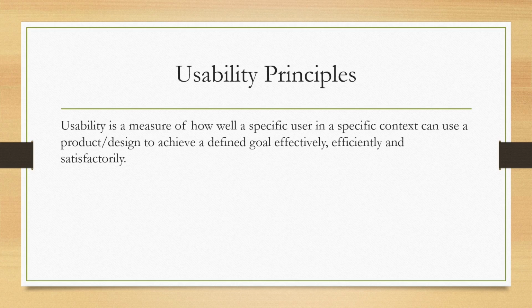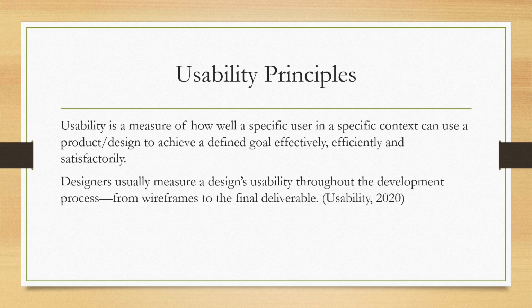So what is usability? Well, usability is a measure of how well a specific user in a specific context can use a product or design to achieve a defined goal effectively, efficiently, and satisfactorily. So what does that mean? It means that when we're dealing with usability principles, we need to consider each of the users in our situation or scenario and what their specific needs are, and whether or not they can use the solution that we are either investigating that already exists or the one we are developing. We need to design and build systems that can cater for them and their different needs.